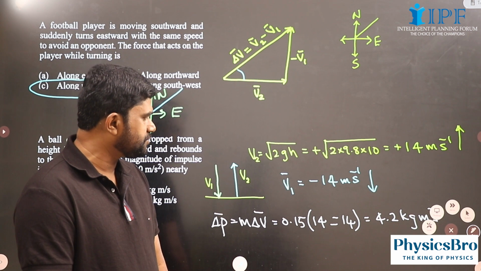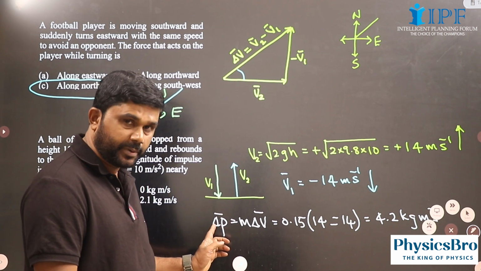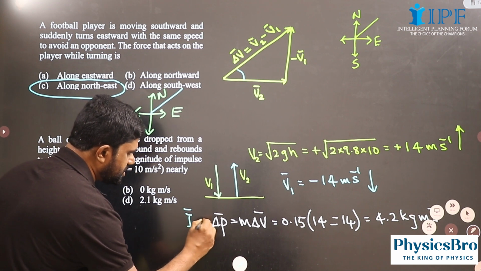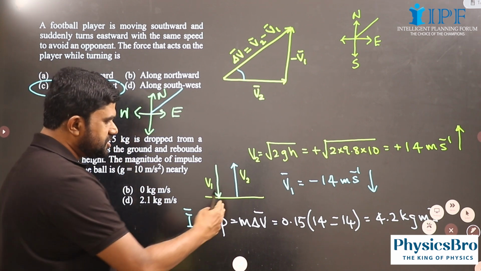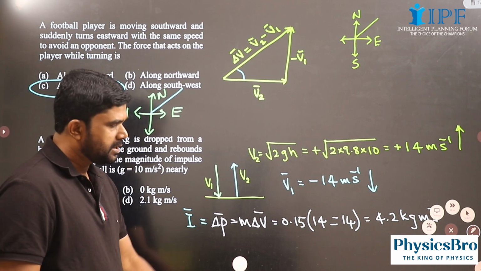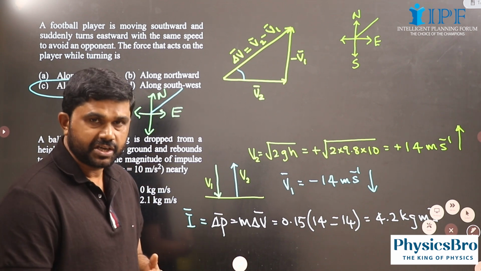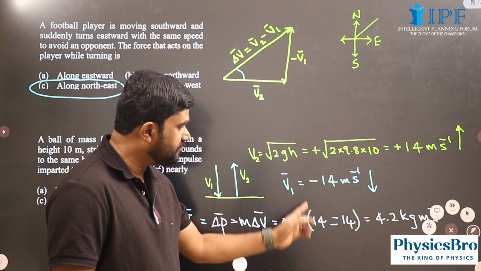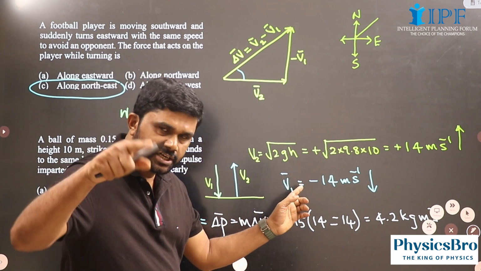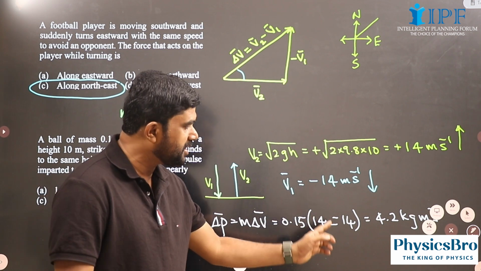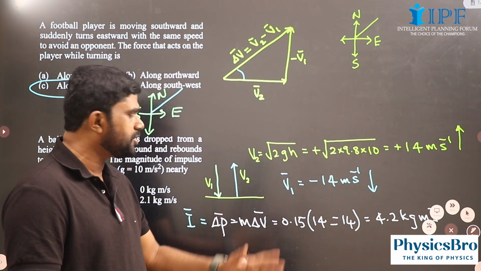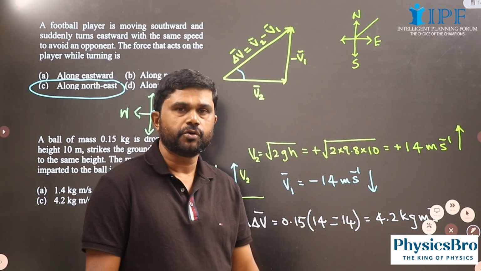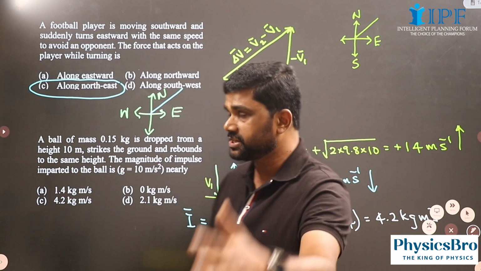So the impulse is equal to the change in linear momentum, which is equal to mass into change in linear velocity. Mass is 0.15 kilogram, and change in velocity is final minus initial. Final is directed upward, which I have taken positive. Initial is directed downward, so it should be negative, so minus 14. That is 28 into 0.15, which will give you 4.2 kilogram meter second raised to minus 1.